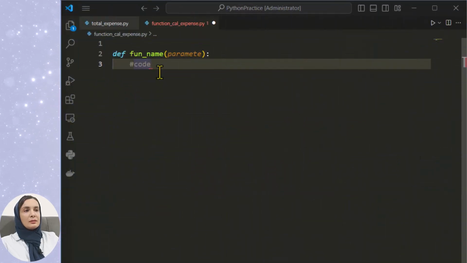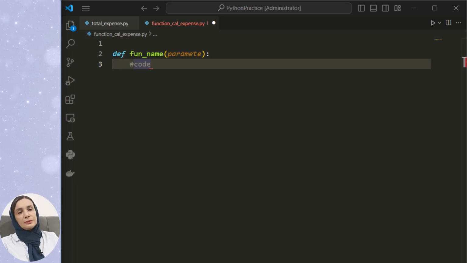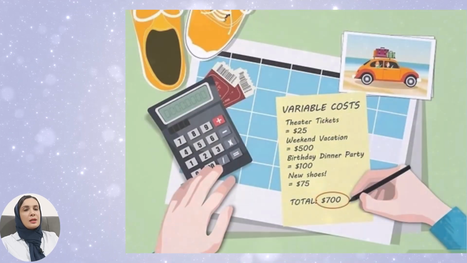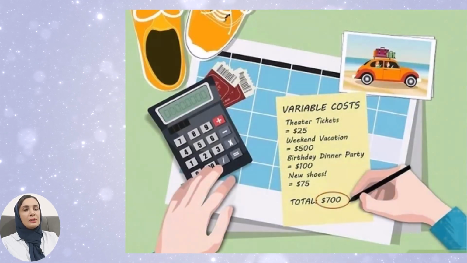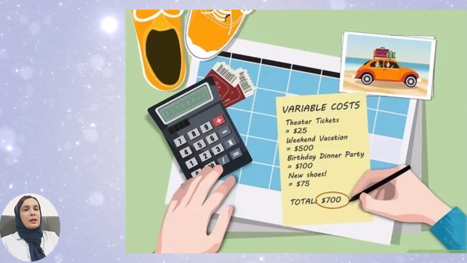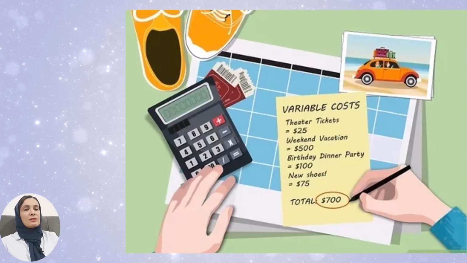This line we call a comment in Python. You can add a comment by using a hashtag. Comments are super helpful because they allow you to explain your code. Anyone reading your code can understand what the function does. Let's jump into our main topic, how to calculate expenses with a function.